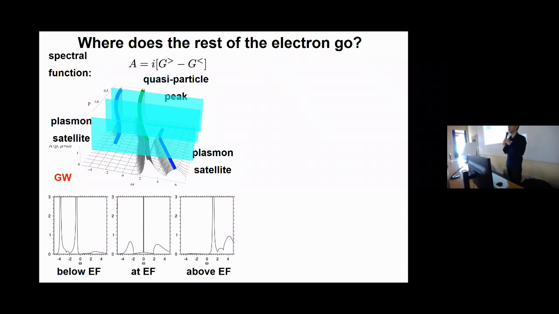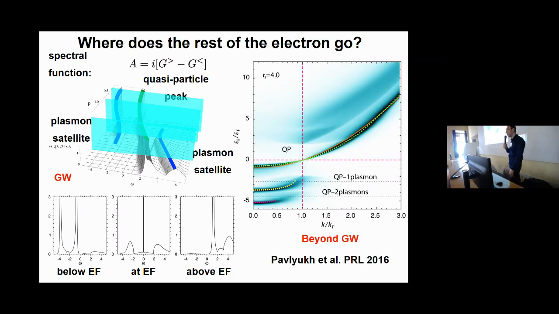Is this the end of the story? Does the particle just create a plasmon? No, it's not the end of the story. This is true in the GW approximation. GW approximation is not the exact approximation. If you go beyond the GW approximation, what you see is that one electron can also create two plasmons, or actually three plasmons, and so on and so forth.